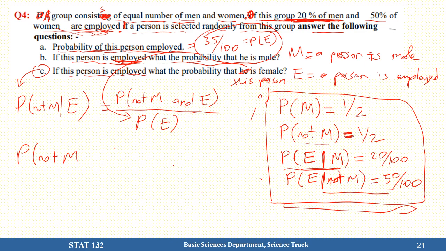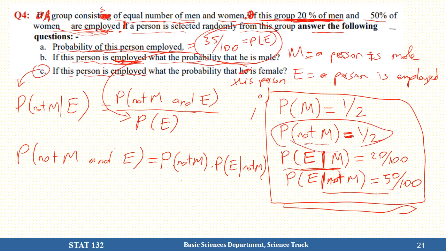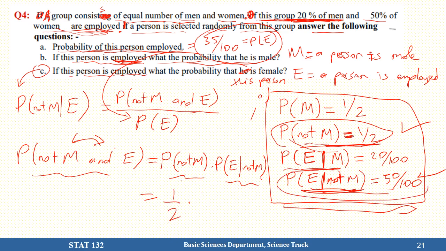The probability of not M and E, okay, you can write this one using conditional probability: P of not M times the probability that the person is employed given not M. You know, we can switch them, and we can write the formula this way and the other way, but it's not necessary here because we have all the numbers here: 1 over 2, and this one is 50 over 100, so it will be 25%.